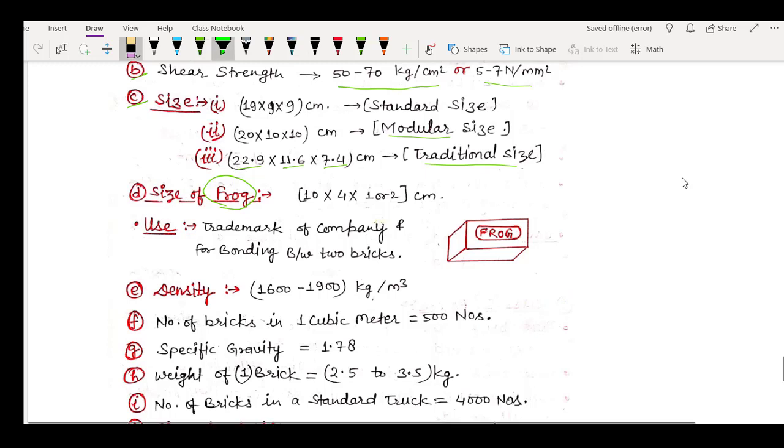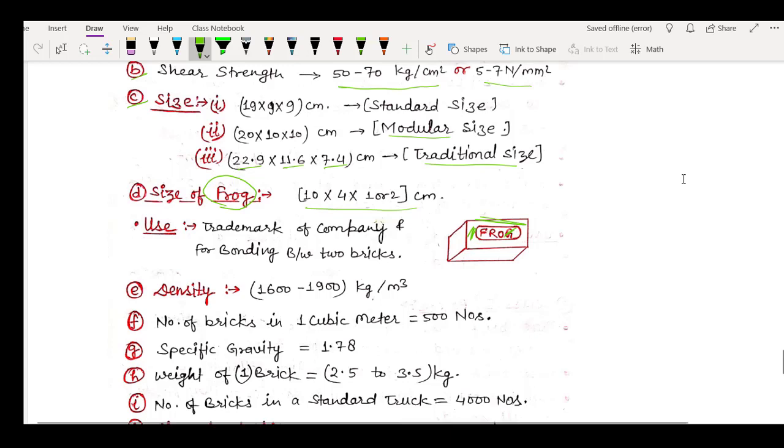It is important also. So what is the size of this frog? Frog size is 10 into 4 into 1, that is, 4 centimeter wide, and 1 or 2 centimeter in depth. So this is a size to be remembered. It comes in the exam also.